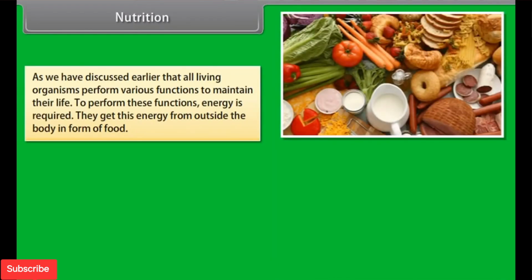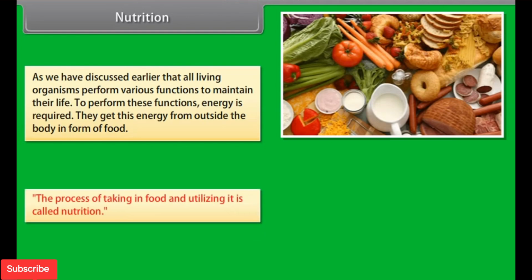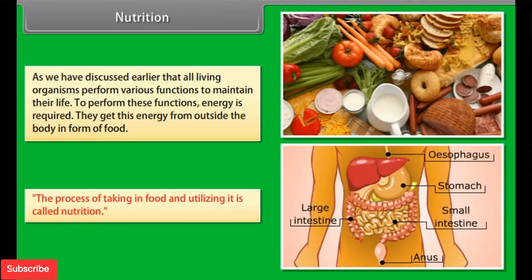Nutrition. As we have discussed earlier, all living organisms perform various functions to maintain their life. To perform these functions, energy is required. They get this energy from outside the body in form of food. The process of taking in food and utilizing it is called nutrition.